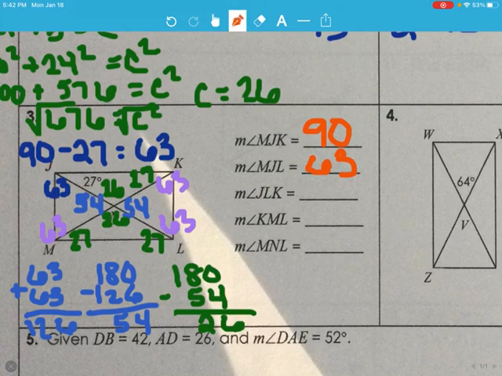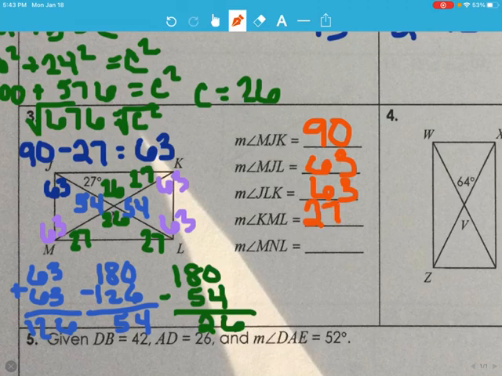Next, J, L, K. J to L to K. Well, right here, it says 63, so I will do 63 again. K to M to L. So where's K? There, K to M to L. Well, right here, I see the number 27.